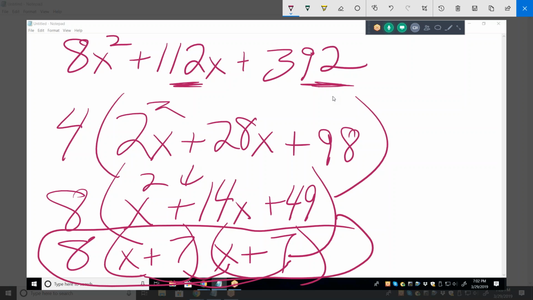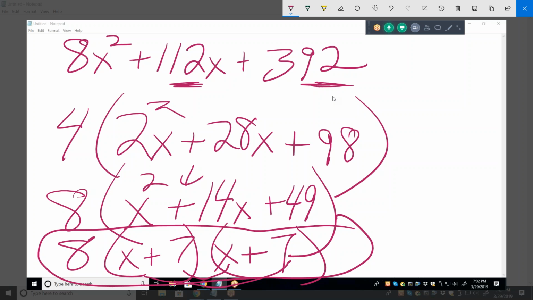And one thing to learn from this is you don't have to figure out that every number is divisible by 8. It happens to be. And that's one way you could do it. In other words, you could look at your starting problem and see if you could divide 112 by 8 and see if you can divide 392 by 8. And if you can, then factor out an 8 as the first step.